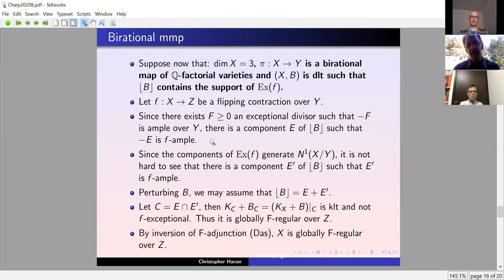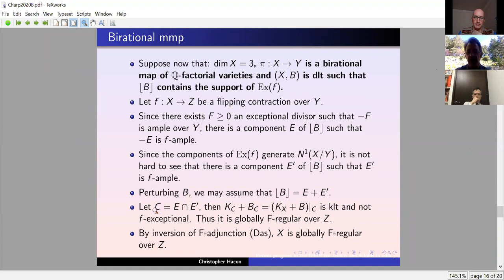But actually, if you play around with this a little bit more, since the components of this exceptional locus actually generate the relative Picard group, it's not hard to see that there is going to be another component of the exceptional locus which is in turn F-ample. So you can get both an F-anti-ample and an F-ample component, and then you play these two off each other. So what happens when you have these two components in the boundary of B, right? Remember, B contains the whole exceptional divisor, so it has to contain these two components.